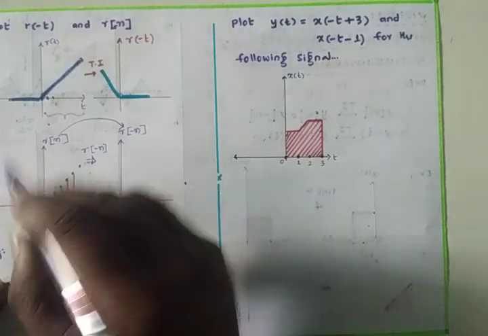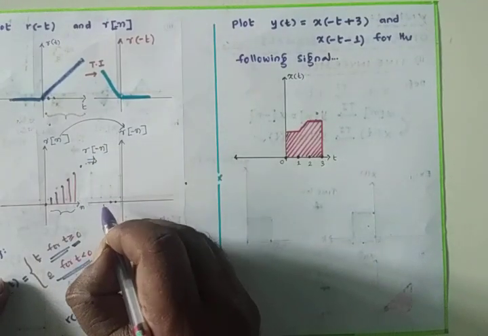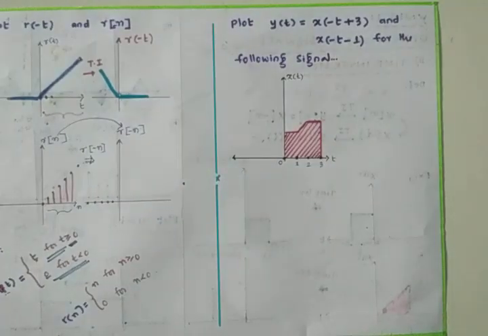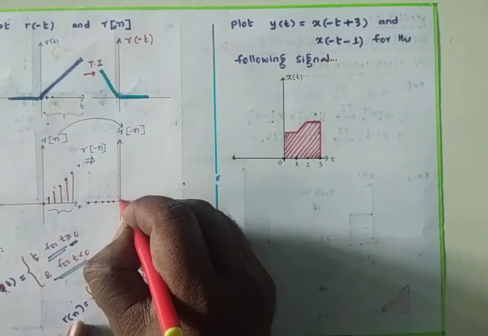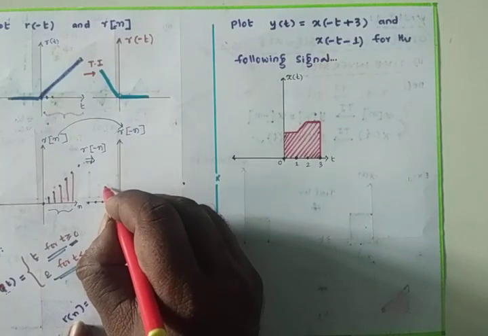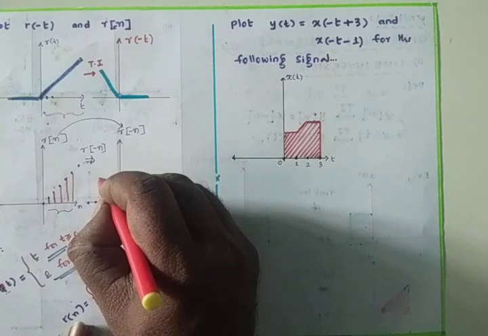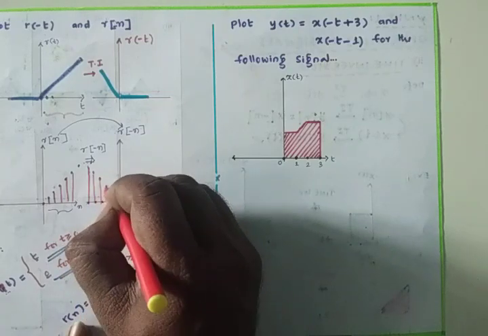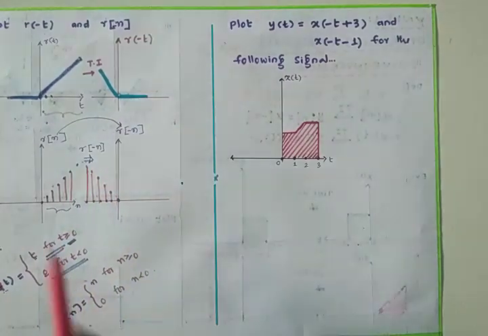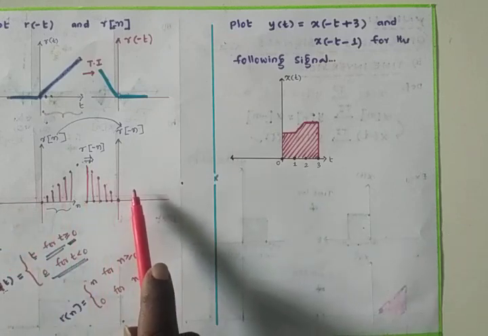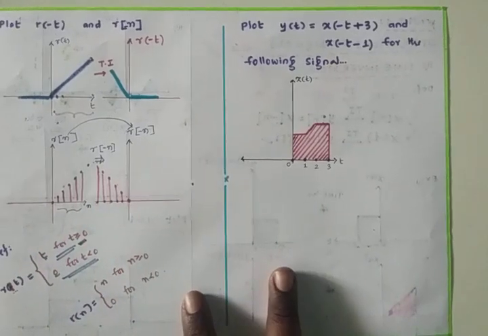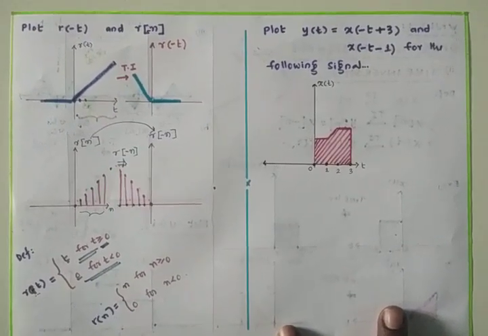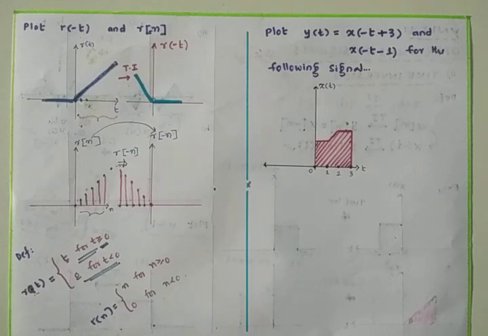Here n is positive. It is replaced by minus n, which means you get the same signal in the negative direction, that is in the second quadrant. At n equal to 0, the amplitude is 0, at 1 it is 1, then 2, 3, 4, and 5. That means we got the same signal but in the opposite quadrant. This is the original signal and this is the folded signal. By applying the time reversal operation we got this signal. This is one more example for the time reversal operation.